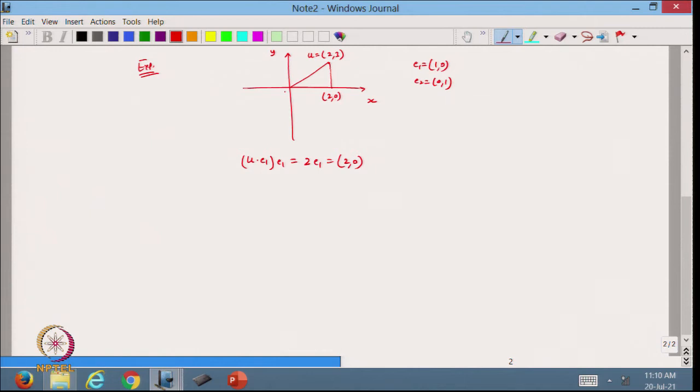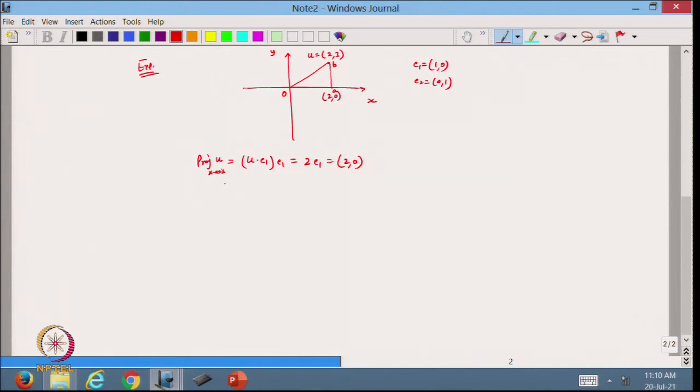Similarly, suppose this is O, this is A, this is B. Now my OA is the projection, so this projection vector is basically my OA. This is the projection of u on the x axis, and that should be (2, 0).